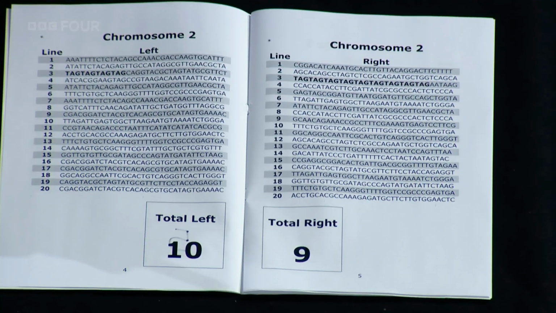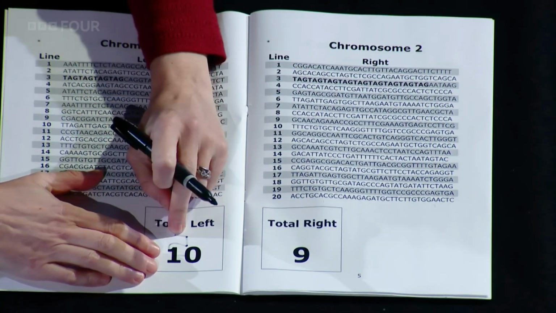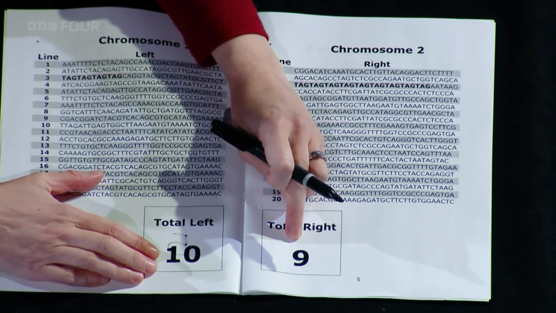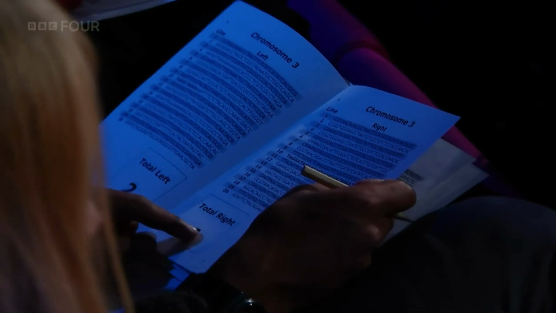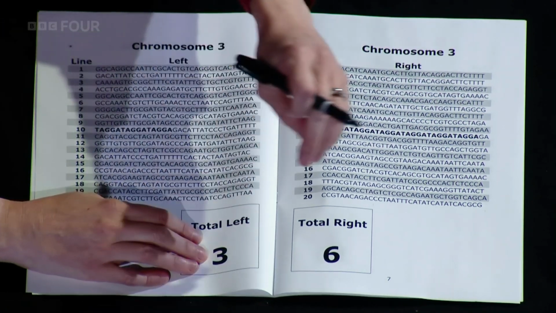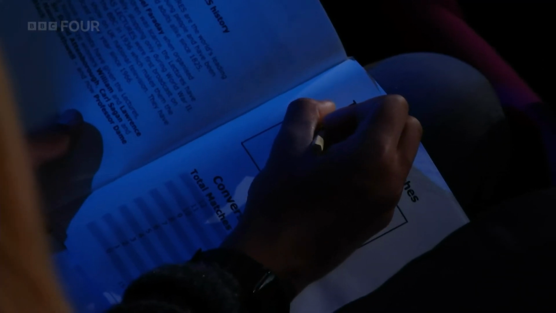If you've got a 5 for either of your chromosome 1s, give yourself a mark. Okay, next one. Chromosome 2, check your chromosome 2s. If you've got a 10, give yourself a mark. If you've got a 9, give yourself a mark. Guys, ready for chromosome 3? If you have got a 3, give yourself a mark. If you've got a 6, give yourself a mark.